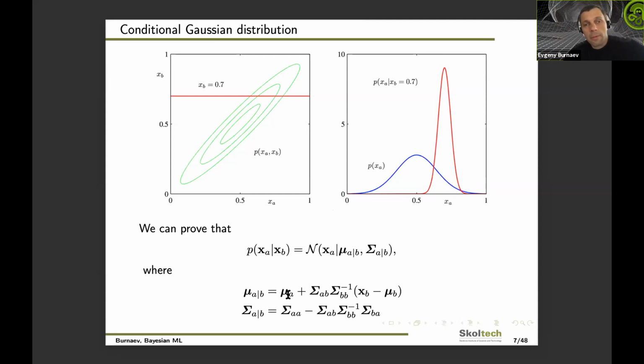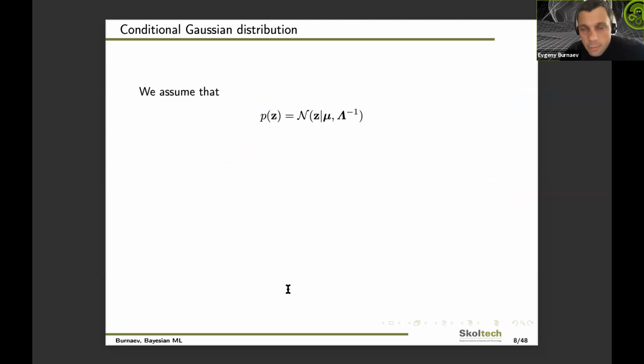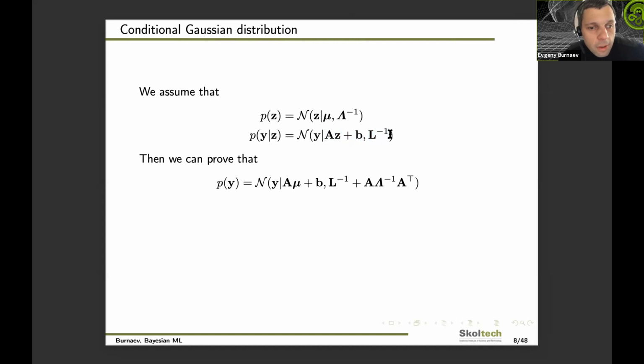So we will use this formula many times. And here is another, more general property. If we have some random vector z with Gaussian distribution, and the parameters of this Gaussian distribution are given here, and also the vector y depends linearly on the vector z, such that the mean value is given by this formula and the covariance matrix is given by this formula, then we can prove that the unconditional distribution of y is given by this formula.